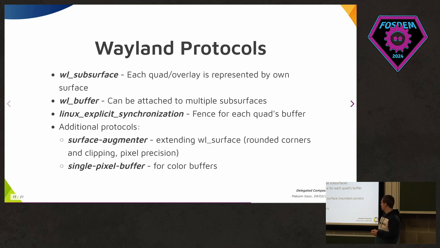Also, in the beginning we used our own protocol for single color buffers, but as soon as the upstream got a single pixel buffer protocol, we just employed that one so that we don't need to create a real buffer. At first, when nothing was there, we were just clearing a buffer to a certain color, but that's not really efficient.